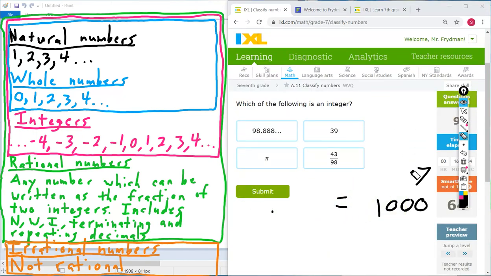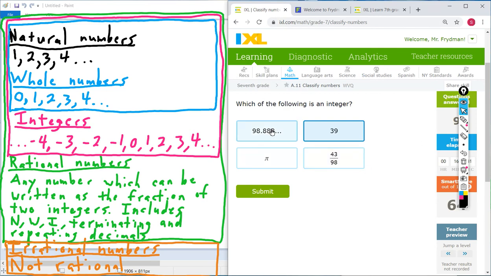Which of the following is an integer? Okay, so let's remind ourselves what the integers are. There are these nice numbers over here, right? We don't have to worry about decimals or anything messy. So it's just 0, 1, 2, 3, 4, 5, 6, 7, etc. moving to the right, and also -1, -2, -3, -4, etc. moving to the left. So 39 would be an integer. Pi would not, and this also would not.